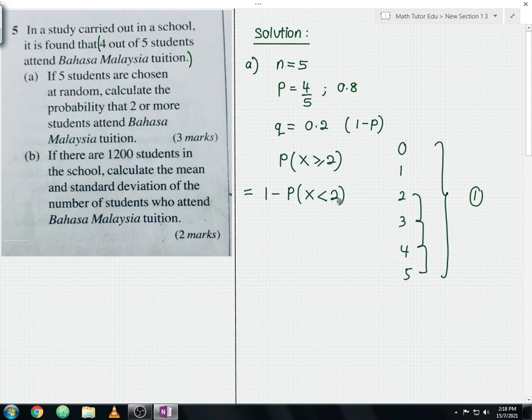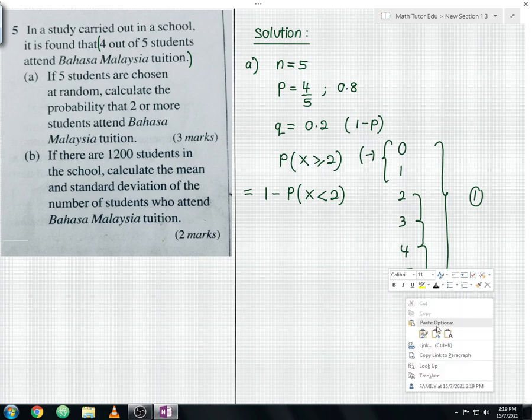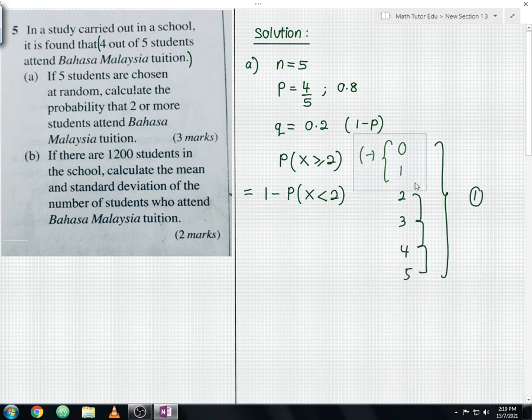So I hope you understand the explanation that I'm trying to tell you guys over here. So you subtract from 1, and that's how you get the remaining 2, 3, 4, 5 over here. Let me delete this. Wait a moment, guys.